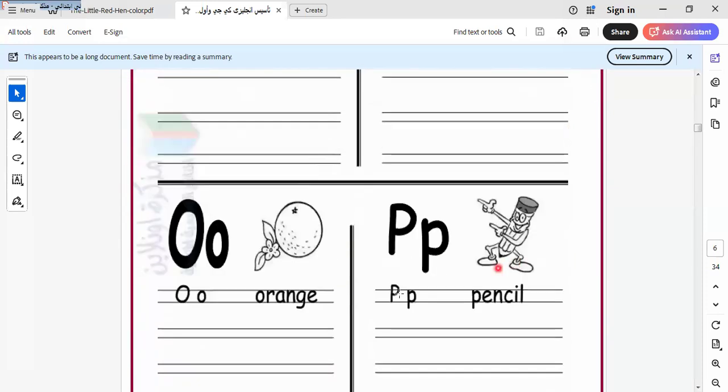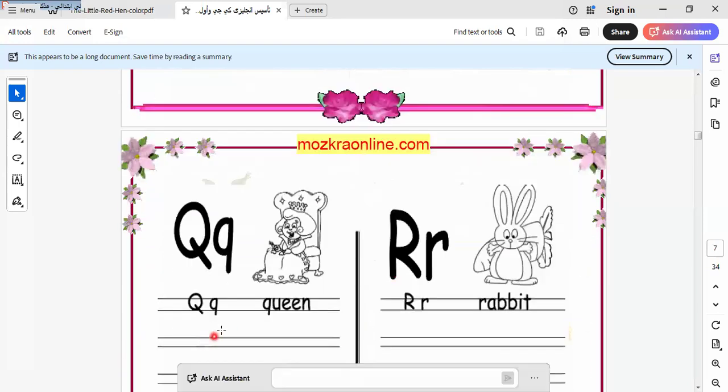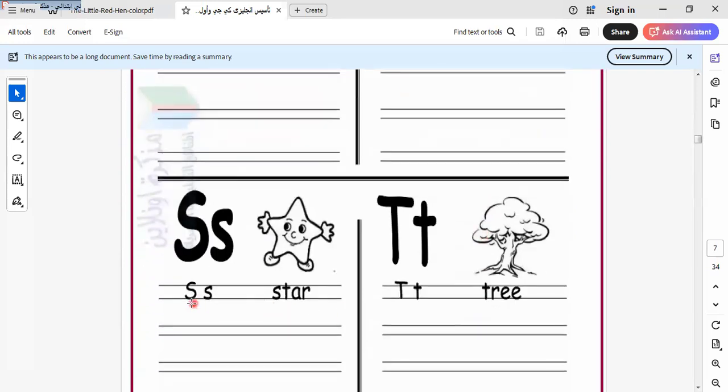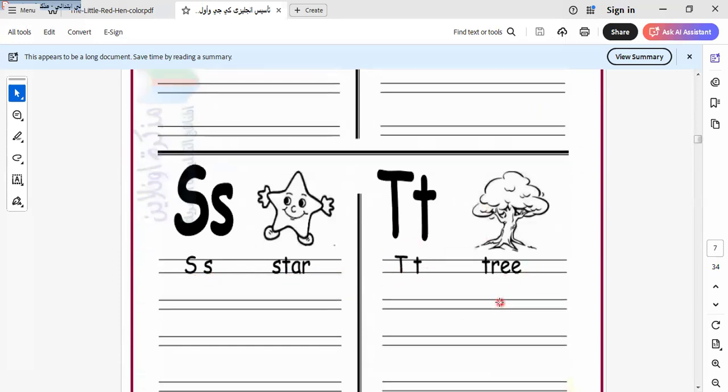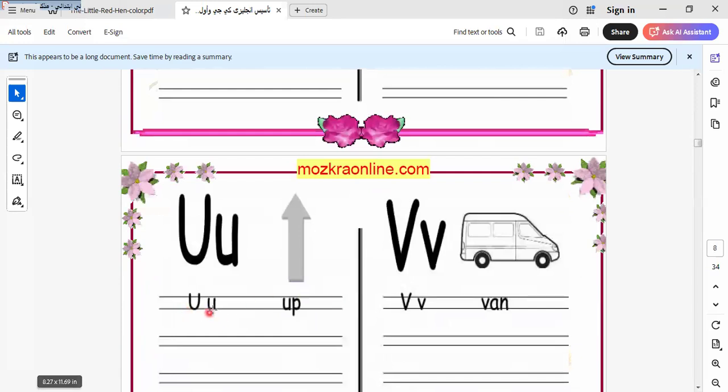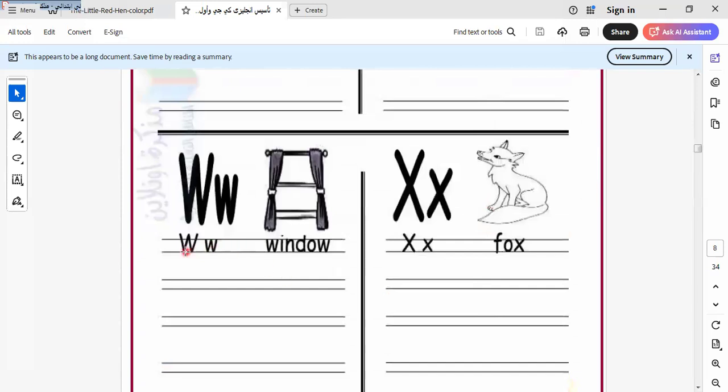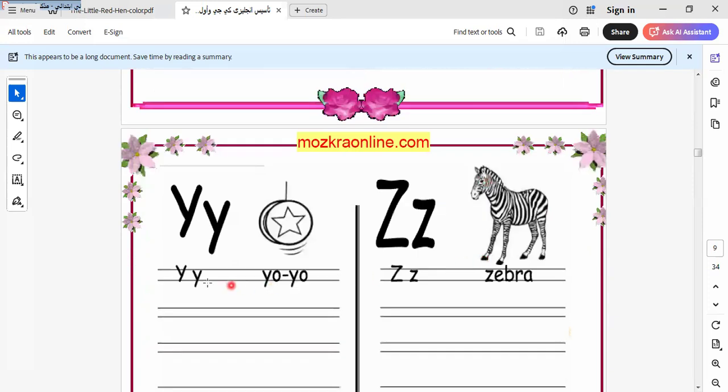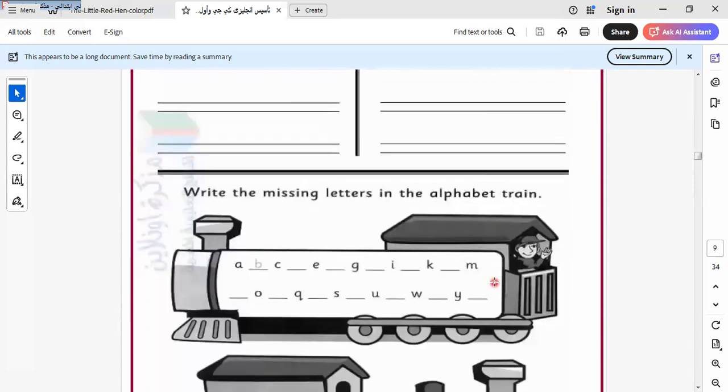capital N and small n for nose, capital O and small o for orange, capital P and small p for pencil, capital Q and small q for queen, capital R and small r for rabbit, capital S and small s for star, capital T and small t for tree, capital U and small u for up, capital V and small v for van, capital W and small w for window, capital X and small x for fox, capital Y and small y for you, capital Z and small z for zebra.